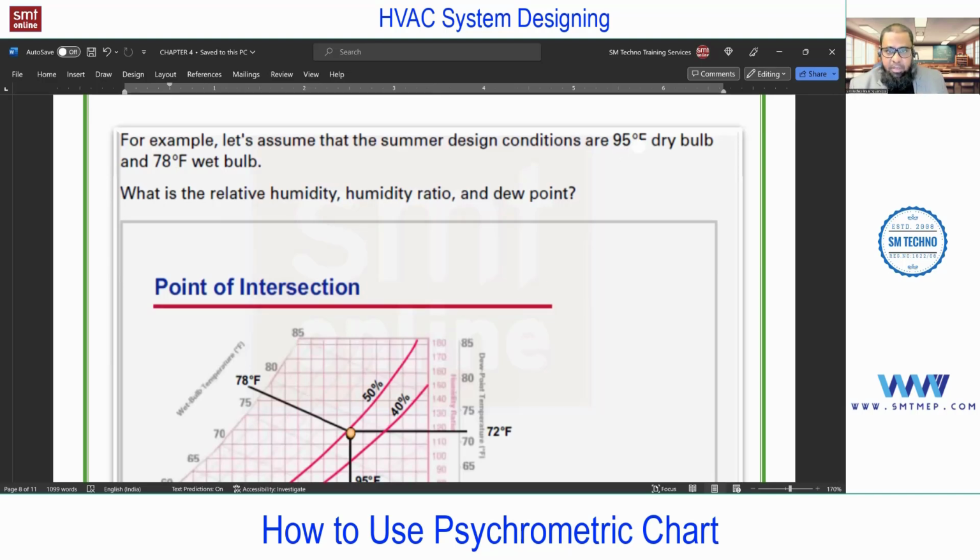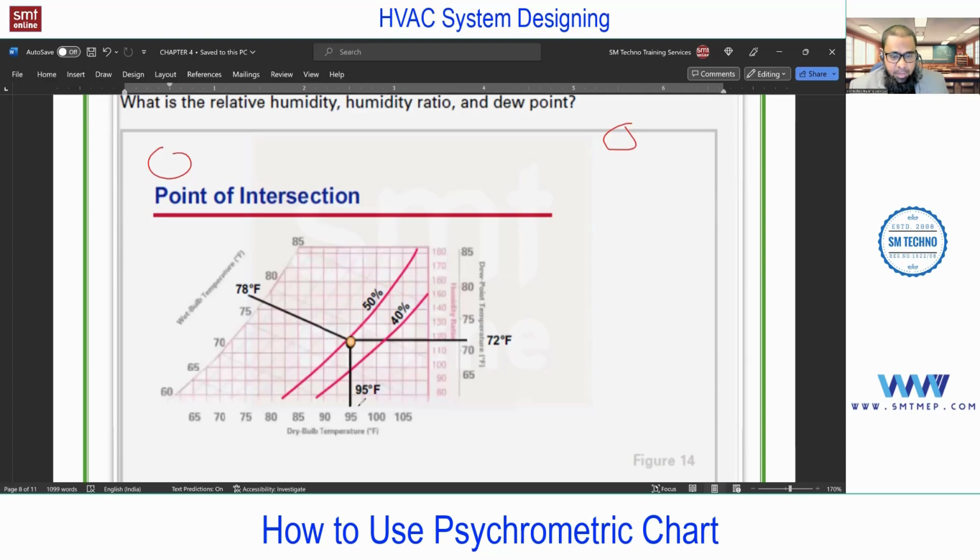95 degrees Fahrenheit dry bulb is given and 78 degrees Fahrenheit wet bulb is given. Okay, so dry bulb is the vertical lines, right? You see, this is dry bulb, and wet bulb is what? The inclined line. This is 78. And if you just intersect, you'll get the point.